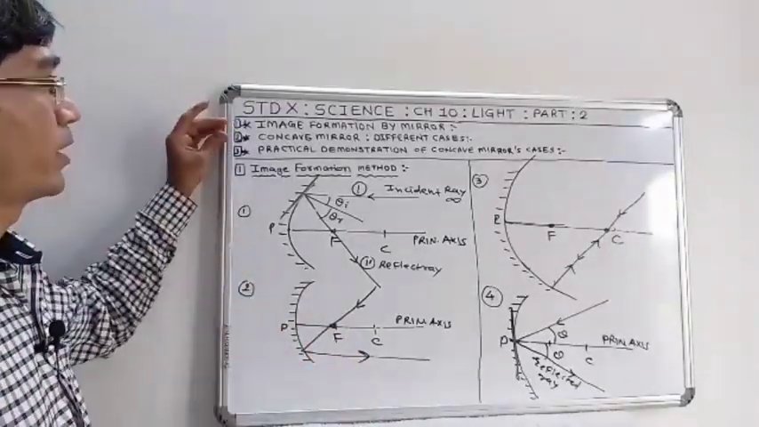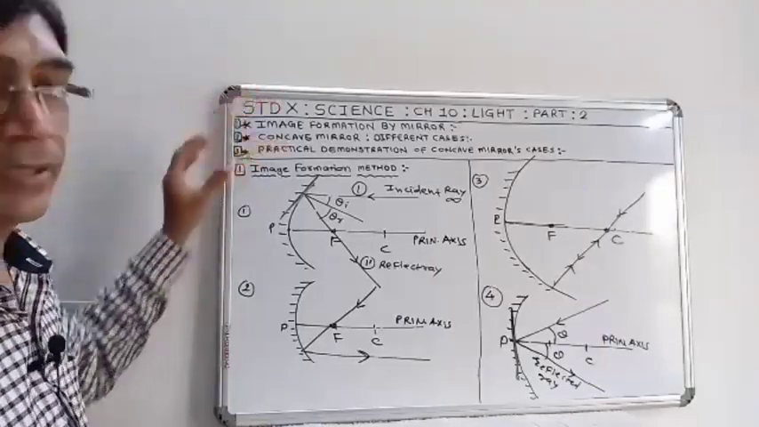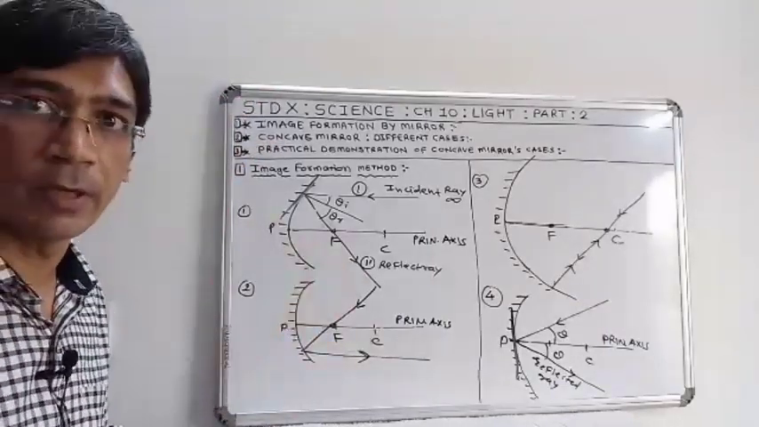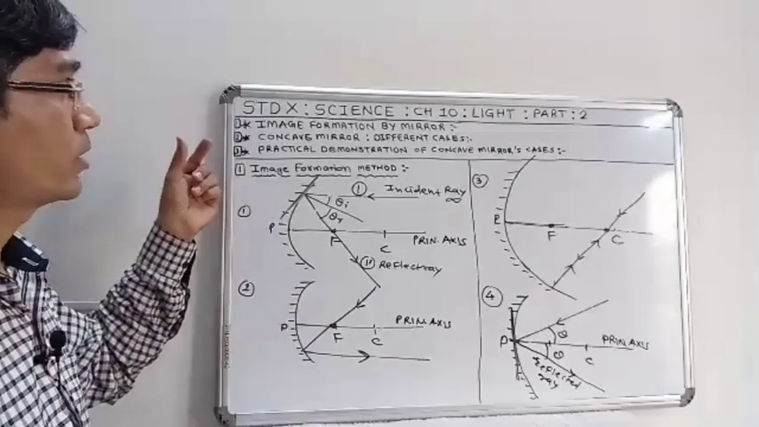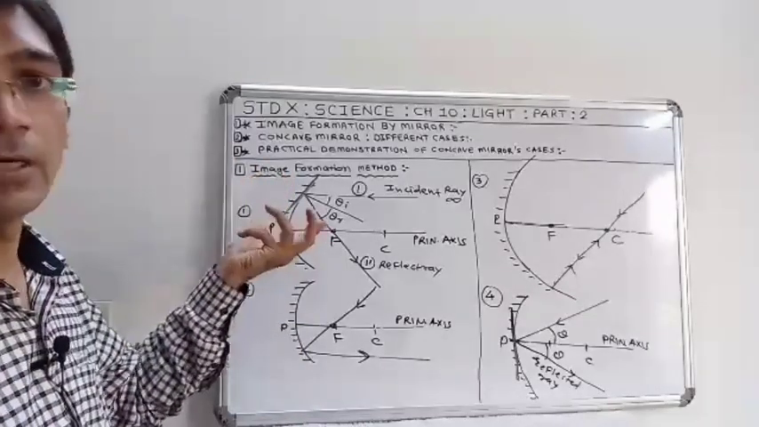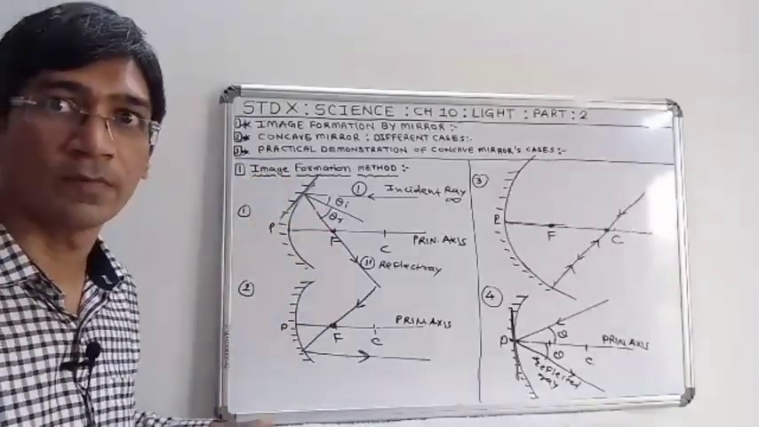Now we are seeing the concave mirror's different cases by this animation clip, in which we can easily understand how the image is formed. See the clip.